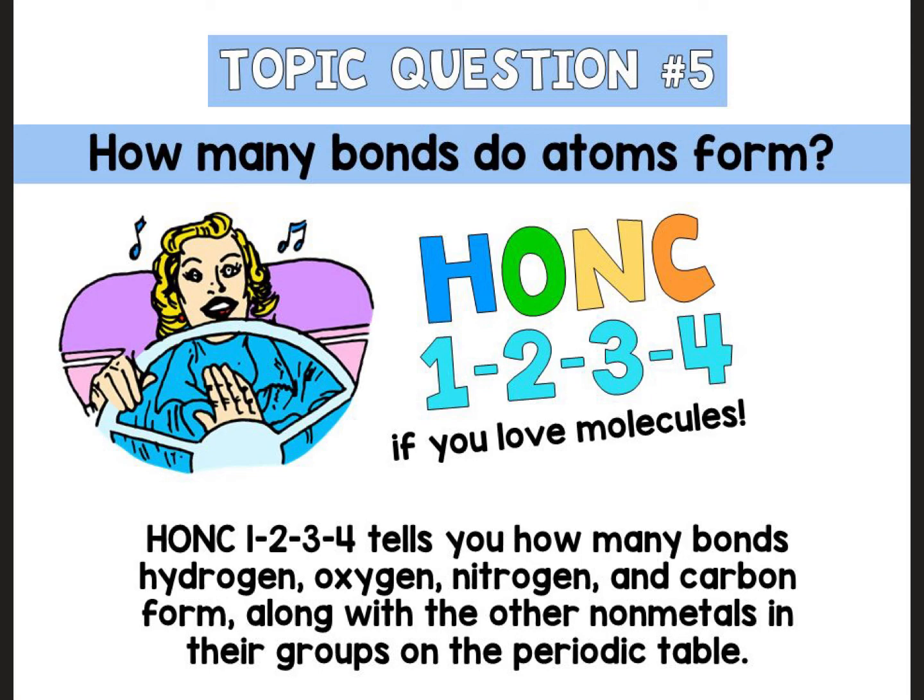So, how do you know how many bonds an atom forms? Well, hydrogen forms 1, oxygen forms 2, nitrogen forms 3, and carbon forms 4. Honk if you love molecules! Well, honk 1, 2, 3, 4 tells you how many bonds hydrogen, oxygen, nitrogen, and carbon form, along with other nonmetals in their groups on the periodic table. If you don't like this, just count the number of unpaired electrons after you make the Lewis dot diagram.